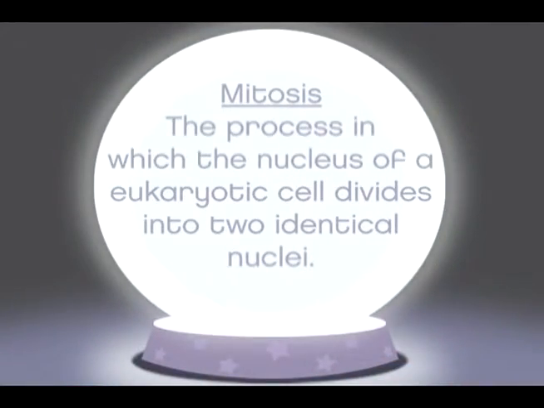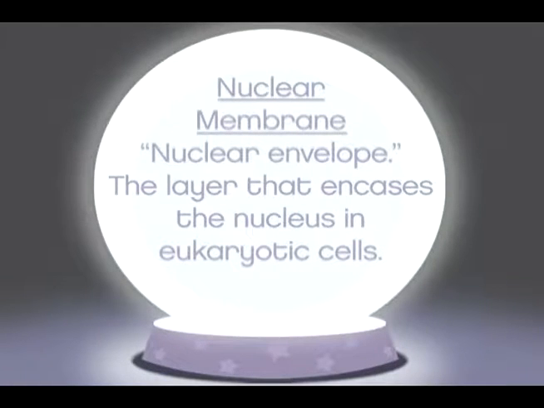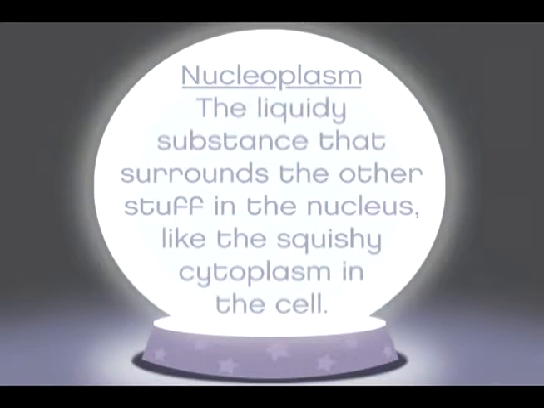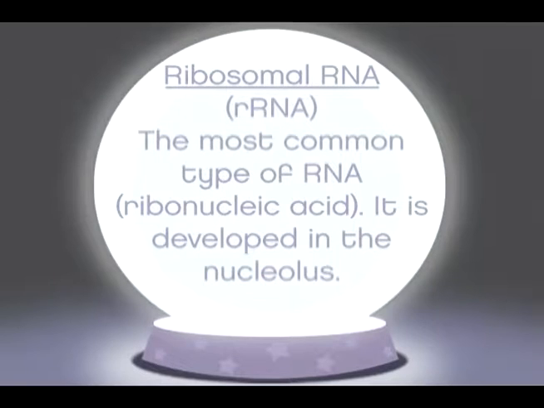Mitosis is the process in which the nucleus of a eukaryotic cell divides into 2 identical daughter nuclei. The nuclear membrane, or nuclear envelope, is the layer that encloses the nucleus in eukaryotic cells. A nucleolus is a structure in the nucleus that is formed from dense areas of chromosomes and that is active in making ribosomes. Nucleoplasm is the liquidy substance that surrounds the other stuff in the nucleus, kind of like the squishy cytoplasm in the cell. Ribosomal RNA, rRNA, is the most common type of RNA, ribonucleic acid. It is developed in the nucleolus.